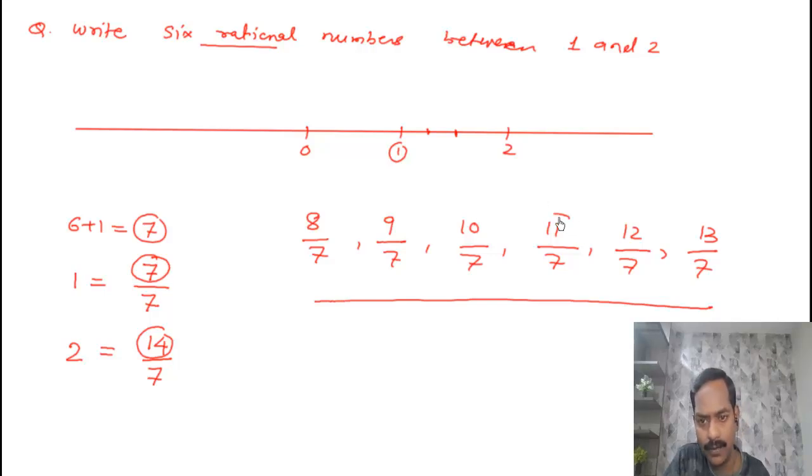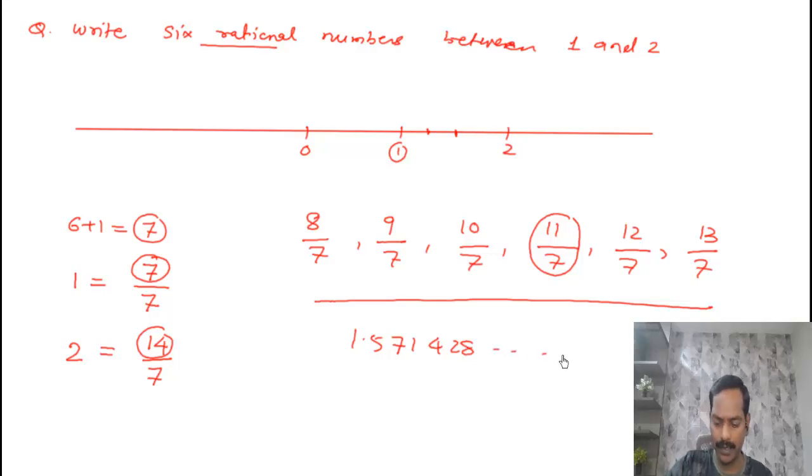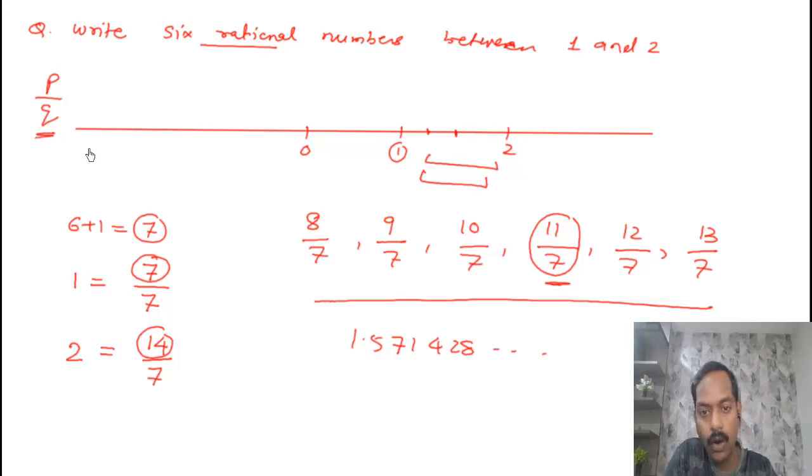For example, just for the sake of confirming this, 11 by 7, I have a calculator with me. I am dividing 11 by 7, which comes out to be 1.571428, and so forth, right? There are many other digits after this, but it is quite sure that this is 1 point something, not reaching 2. So obviously this number will be somewhere between these two. Similarly, 10 by 7 will be somewhere between these two, and all these six numbers are in the form of p by q. Both p and q are integers, and you can see that q is not equal to 0. So all these numbers are rational numbers, and these are rational numbers between 1 and 2.